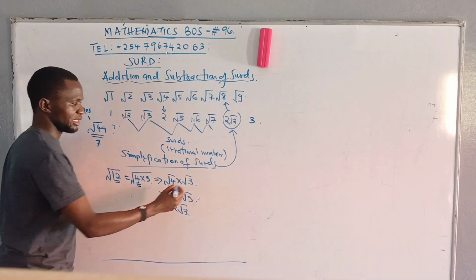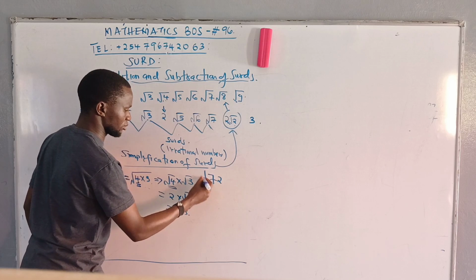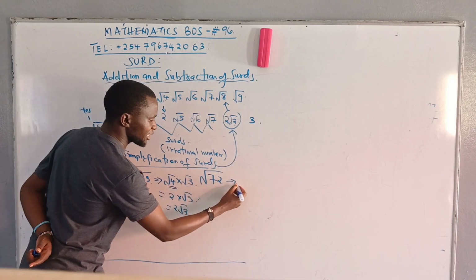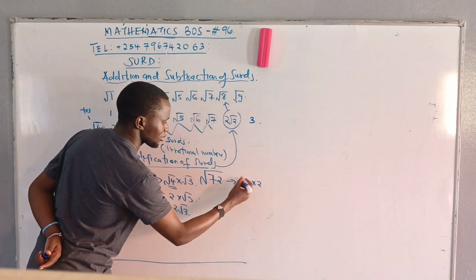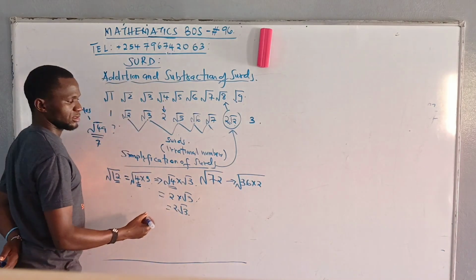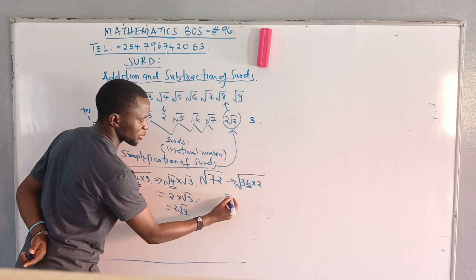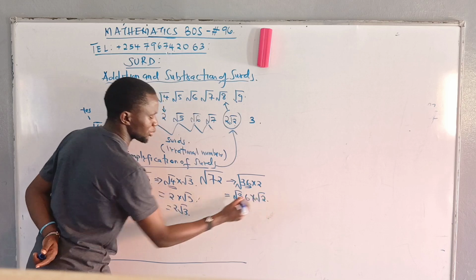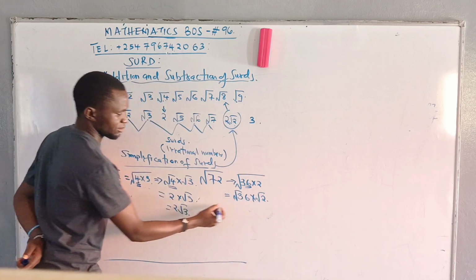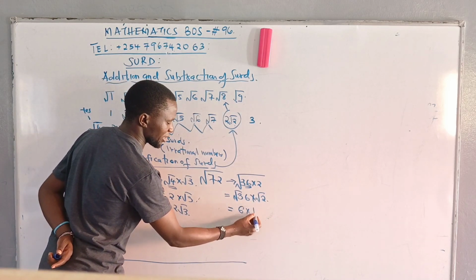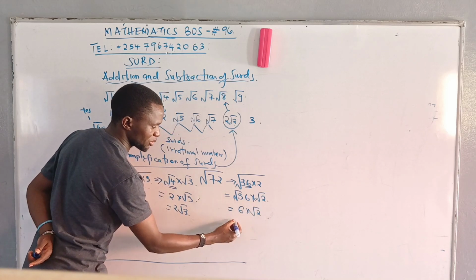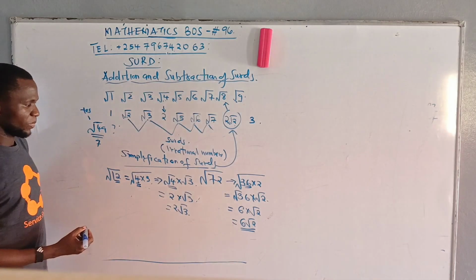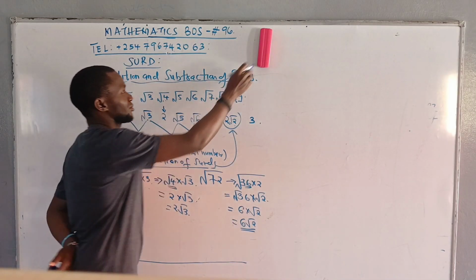Let us take another value, like 72. Can we simplify root of 72? Yes. 72 can be written as 36 times 2. But 36 has an exact square root, so it can be written as root of 36 multiplied by root of 2. What is the square root of 36? The result is 6 multiplied by root 2. 6 times root 2, the result is 6 root 2. Like that.